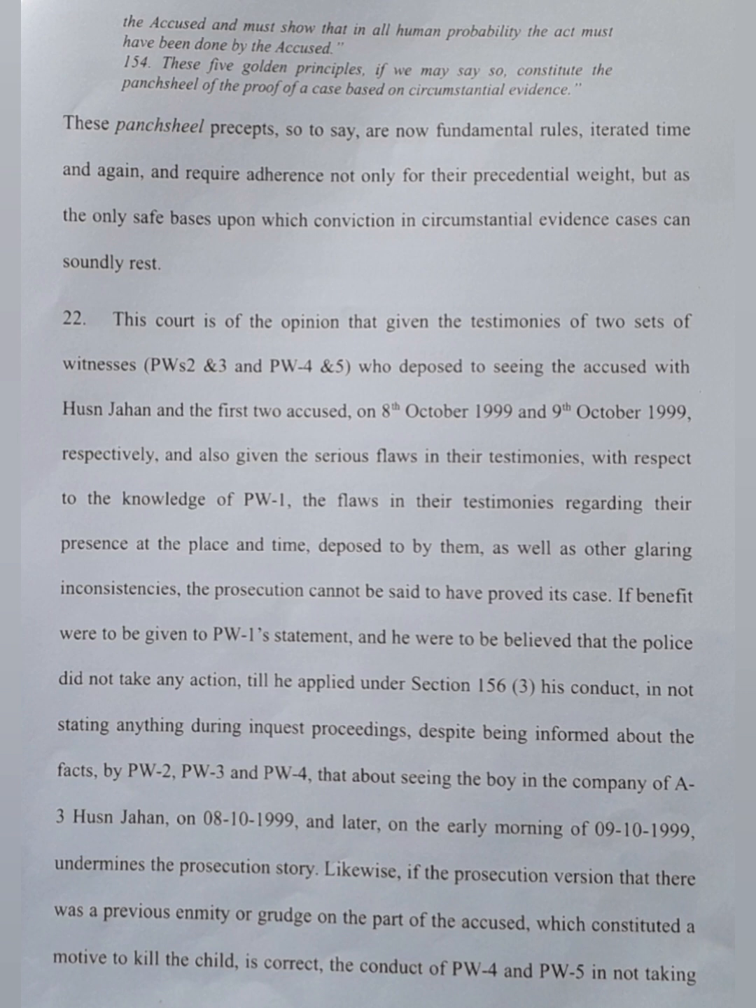This court is of the opinion that, given the testimonies of two sets of witnesses, PWs 2 and 3 and PWs 4 and 5, who deposed to seeing the accused with Hushan Jahan and the first two accused on 8th October 1999 and 9th October 1999 respectively, and also given the serious flaws in their testimonies with respect to the knowledge of PW1, the flaws in their testimonies regarding their presence at the place and time deposed to by them, as well as other glaring inconsistencies, the prosecution cannot be said to have proved its case.